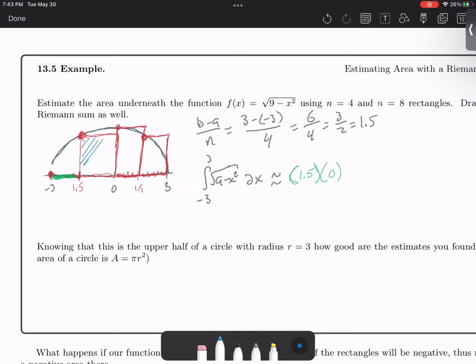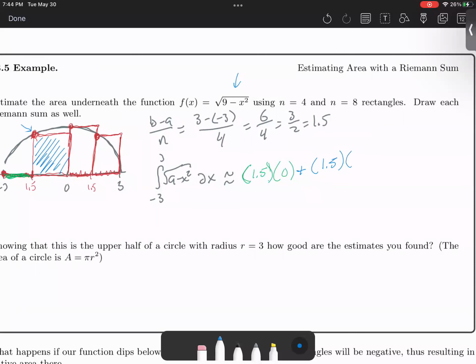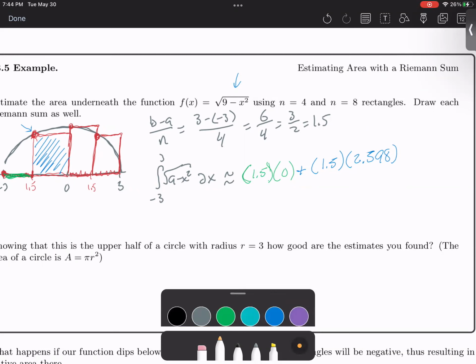This next rectangle has a base of 1.5, and the height is given to me by my function value at 1.5. So if you plug in 1.5 here, what are we going to get? We're going to have to approximate. It's not a nice square root, but we get about 2.598. Right, so that right there is your function value at 1.5. All right, let's change colors because we're moving on to the next rectangle.